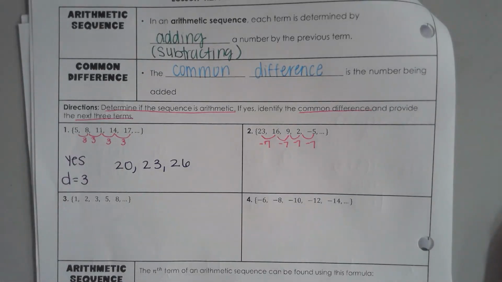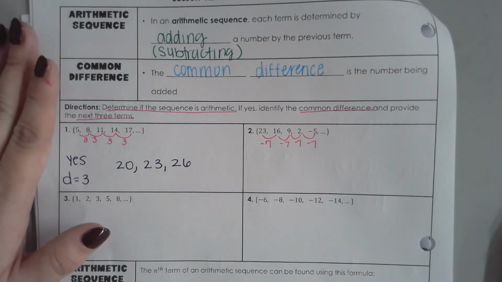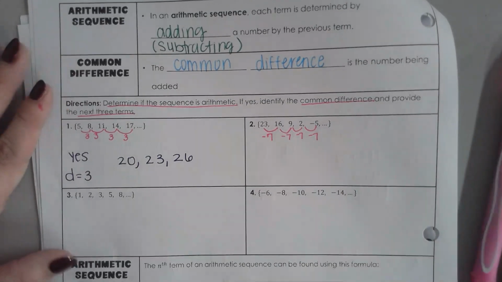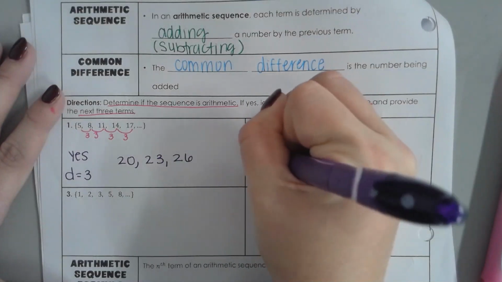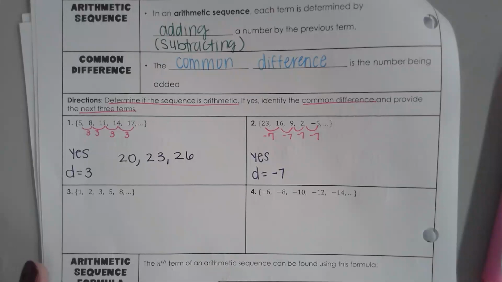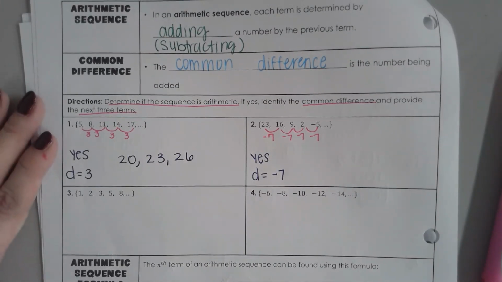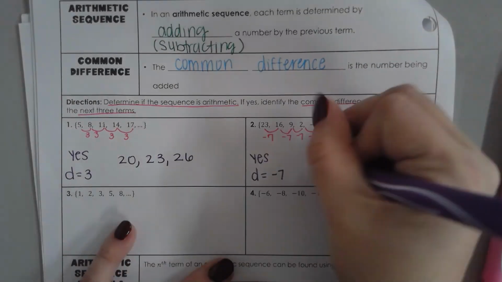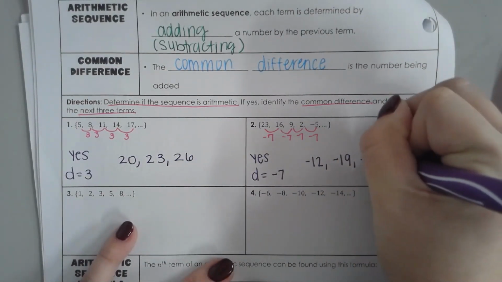So did I have the same pattern all the way across? Yeah, and it was subtracting or adding negative 7, not multiplying, not dividing. So that means that yes, it is arithmetic. My common difference is negative 7. And then you need to find the next 3 terms. Negative 5 minus 7, negative 12. Then what? Very good.